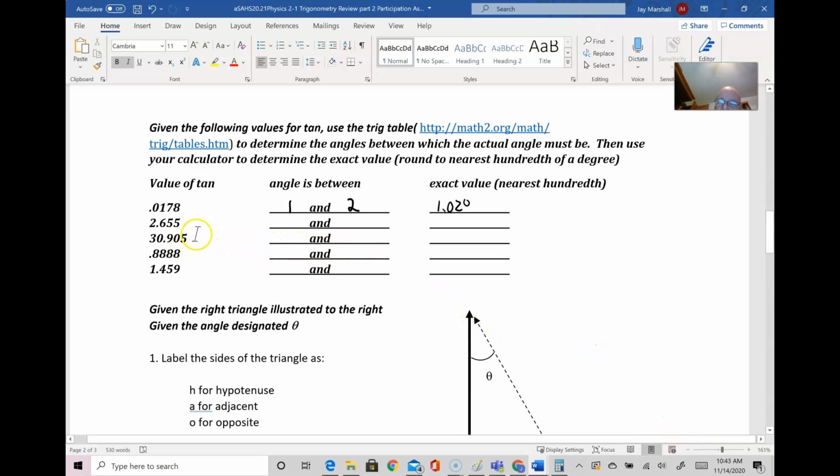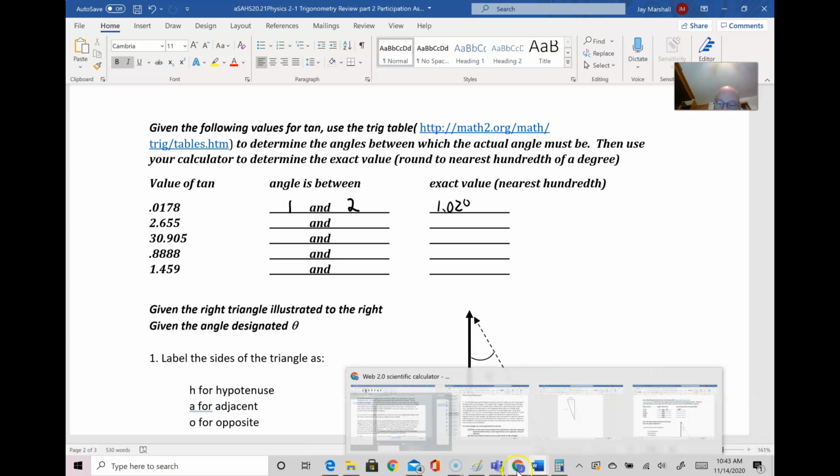Okay, let's look at this 30.905 for the tangent. Okay, and that's going to be on the other side of the table, so we'll go to the table.